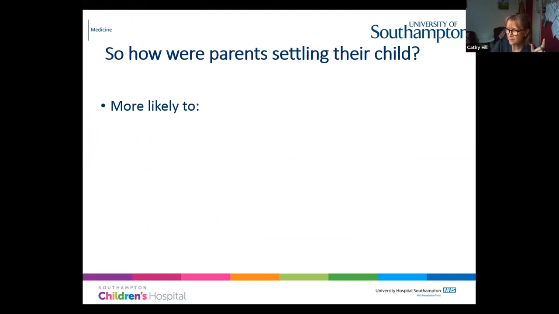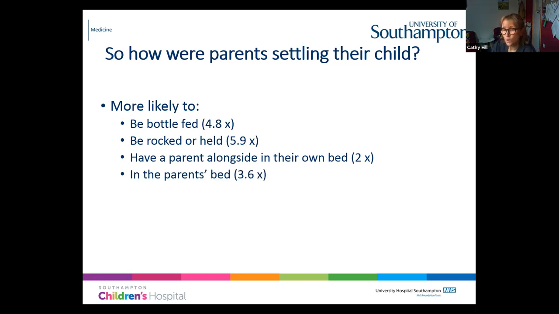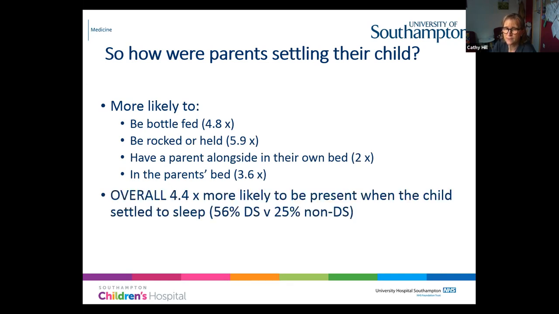And just bear in mind that thing I talked about, the pillow analogy, you know, that situations that are there in the room when you fall asleep, you need to have there again when you wake up in the night. So the parents of children with Down syndrome in the study were more likely to bottle feed their child to sleep. This would have been the younger children, almost 5 times as likely. Much more likely, almost 6 times as likely to be rocking their child or holding their child. To have a parent alongside, so the child was in their bed but the parent was lying next to them, or to be in the parent's bed to settle to sleep.